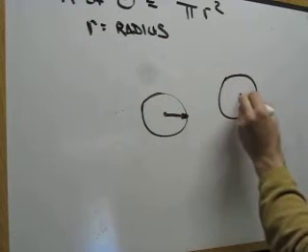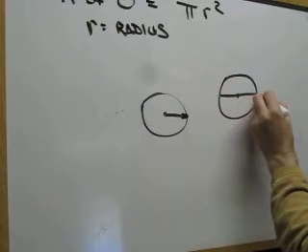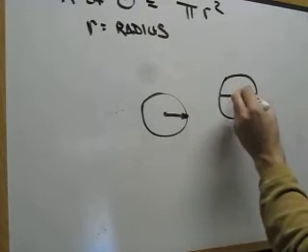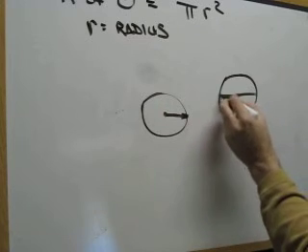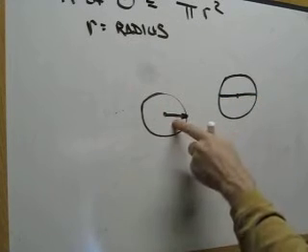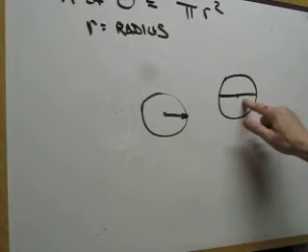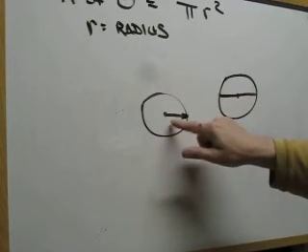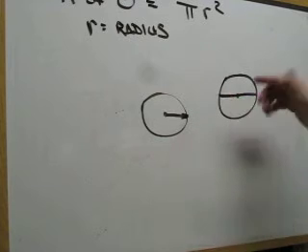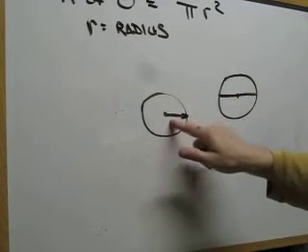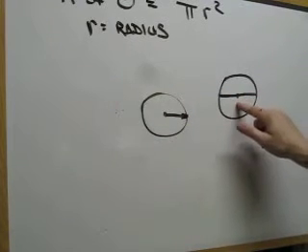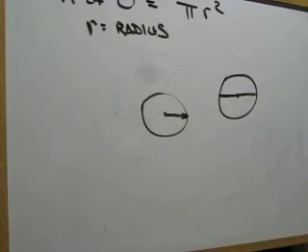Also, the distance all the way across through the center point is called the diameter. Notice that the diameter is twice as long as the radius. So, if we're given the diameter and we want the radius, we take half of it. If we're given the radius and we want the diameter, we double it. So if this were 3, this would be 6. If this were 8, this would be 4.